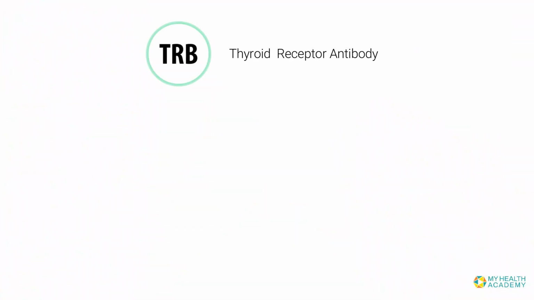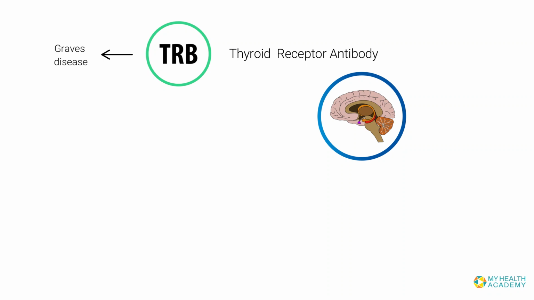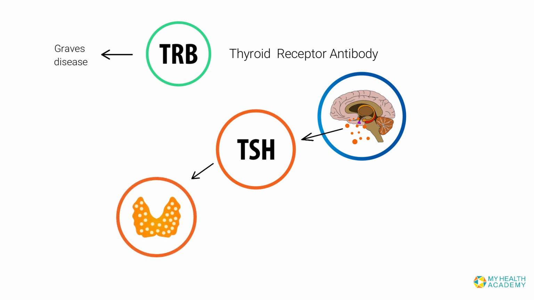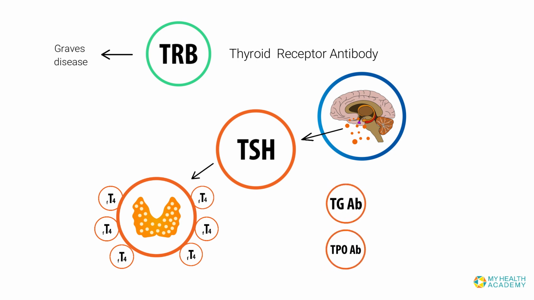Thyroid receptor antibody. This marker is for Graves'. Graves' is the autoimmune condition where the thyroid produces too much thyroid hormone. This occurs when the antibodies target the TSH, thyroid stimulating hormone, receptors in the thyroid gland and activate them abnormally, which causes the thyroid gland to overproduce thyroid hormones. The TRB is specific to Graves' disease, whereas the other two antibodies can be raised in both Hashimoto's and Graves'.